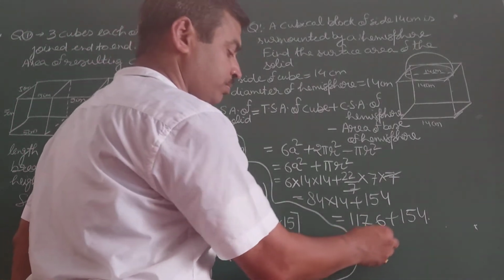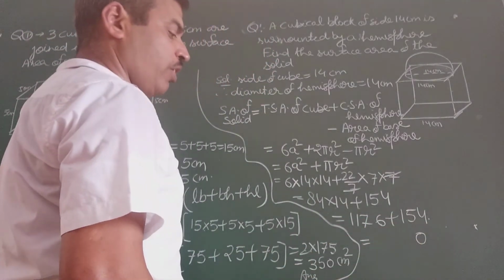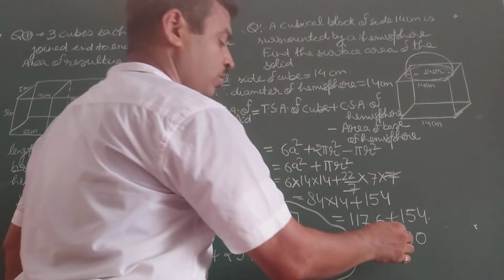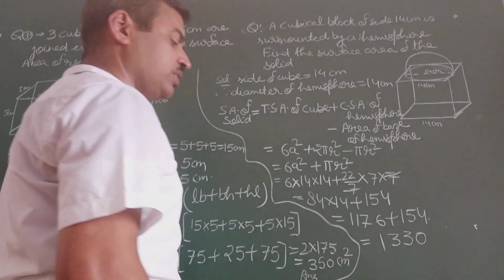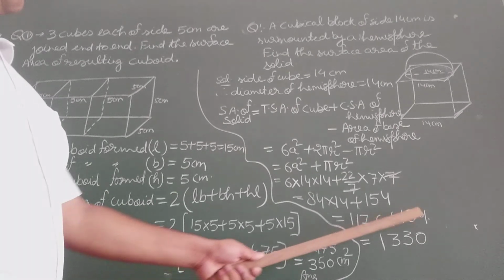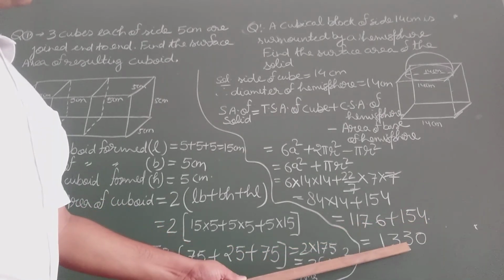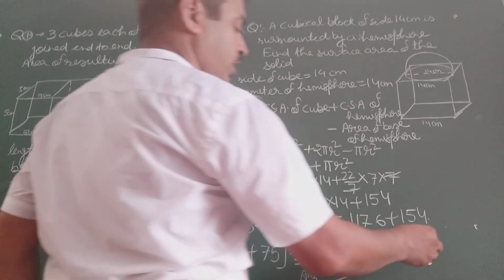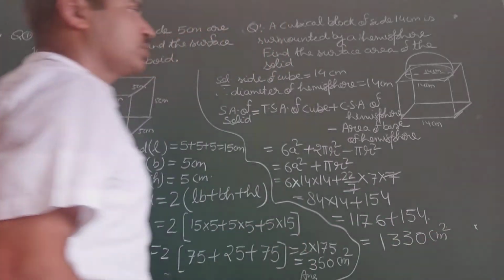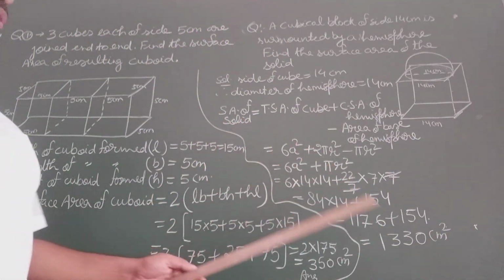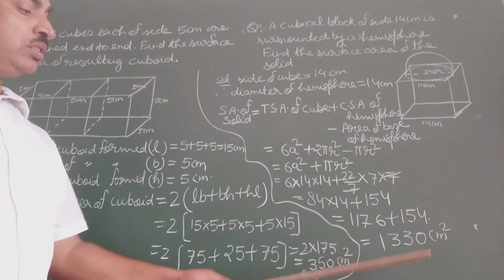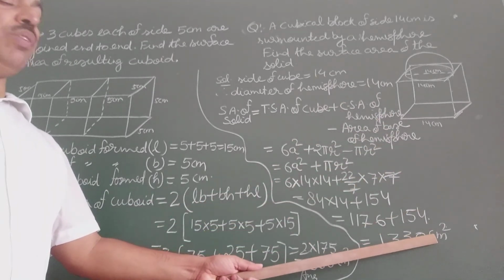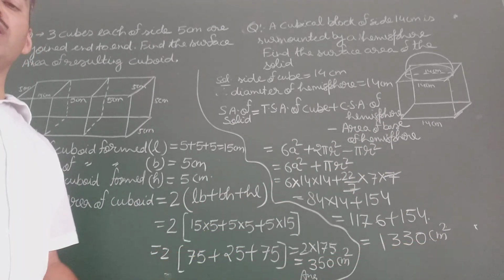Let us add both of them. 6 and 4 is 10. Carry 1. 7 and 5 is 12, and 1 is 13. Carry 1. 1 and 1 is 2, and 1 is 3. 1 as it is. So the answer is 1330 centimeter square, because this is area and we know that the unit of area is square unit. Sides are given in centimeter, that's why we have to write here centimeter square.